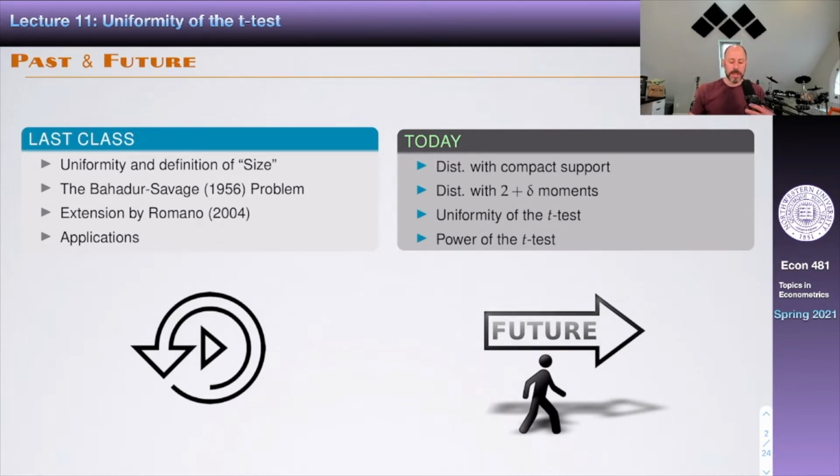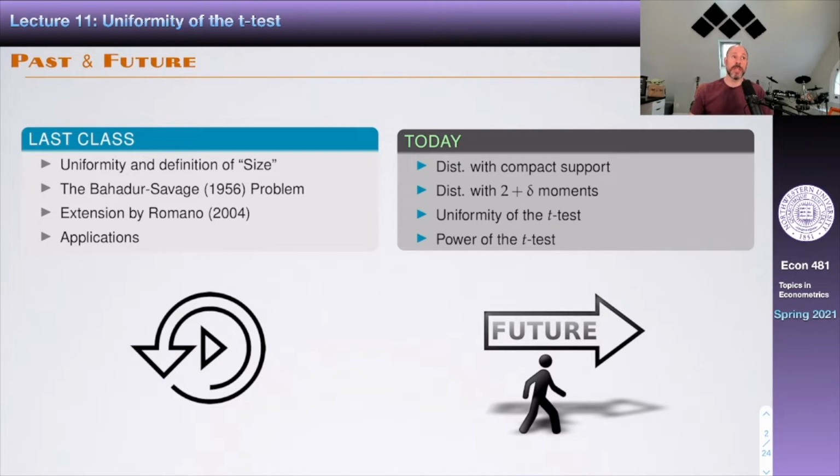And then we discussed this famous example by Bahadur and Savage. We described the main result, and then we proved it. After doing that, we talked about the result by Romano with some extensions. But perhaps the most important takeaway was that it was impossible to test hypotheses about the mean, and in particular that the t-test to test hypotheses about the mean had size equal to 1.